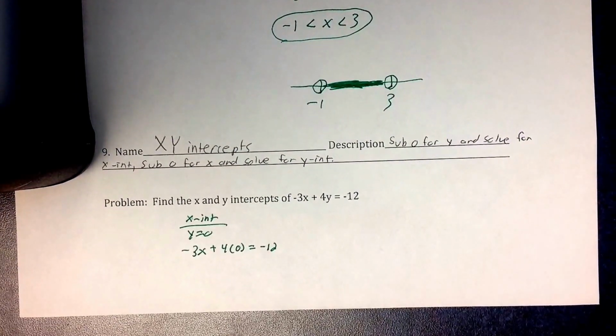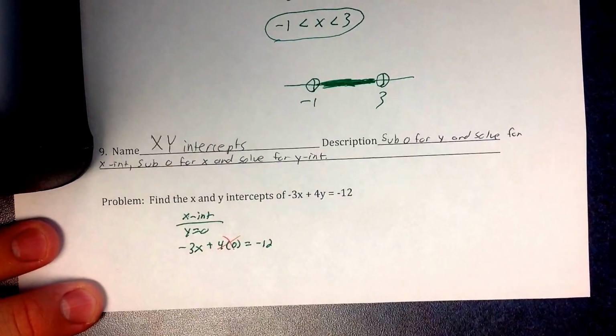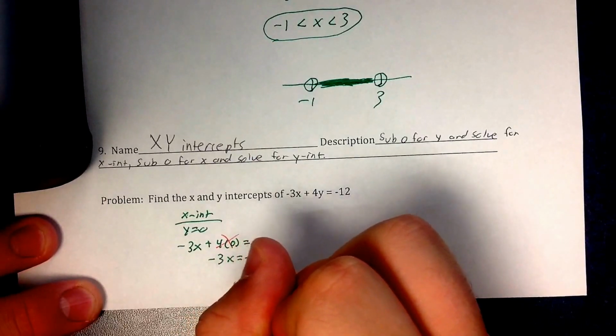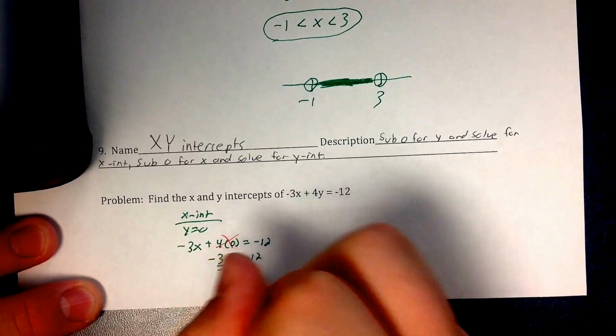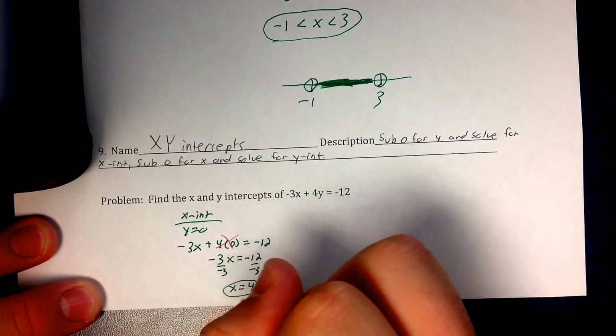Again, the good thing about that is 4 times 0 is 0, so it goes away. So I have negative 3x equals negative 12. Divide both sides by negative 3. x equals positive 4, so that's the x-intercept.